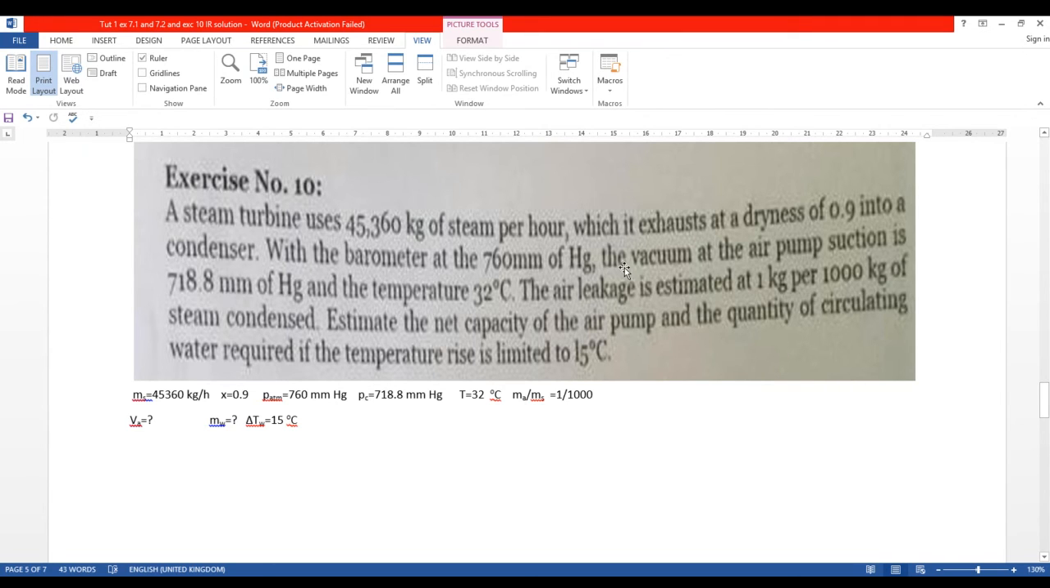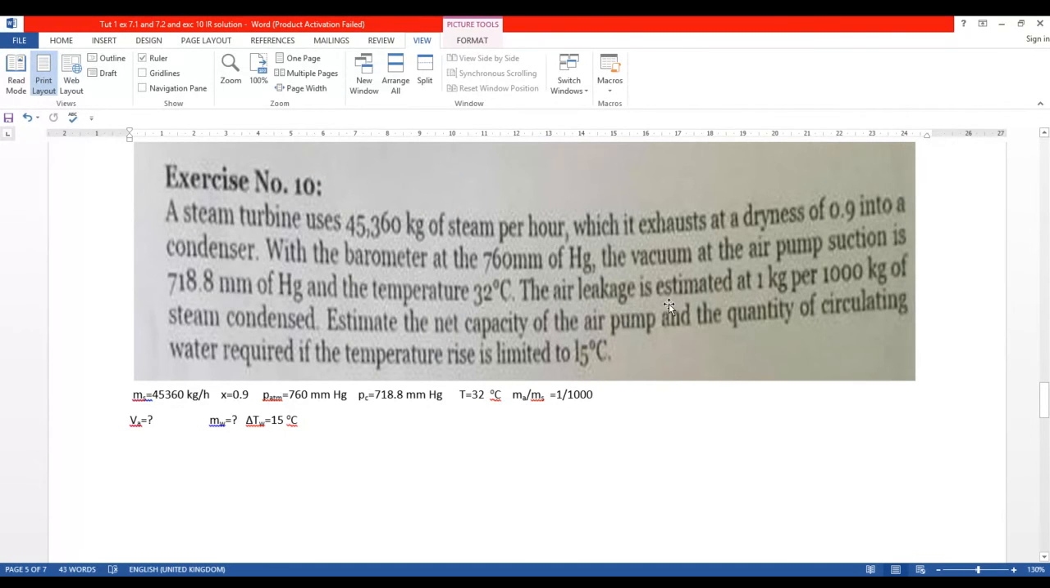And the vacuum at the air pump suction, the inlet to the air pump, is given as 718.8 millimeter mercury as well. So this is the gauge pressure, the vacuum pressure in the condenser at the inlet to the air pump. And the temperature of the air and the steam leaving the condenser through the air pump is also given: 32 degrees centigrade.